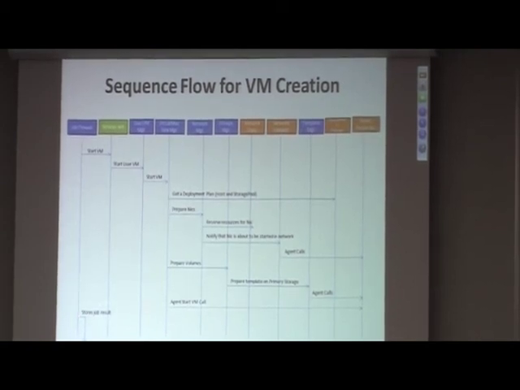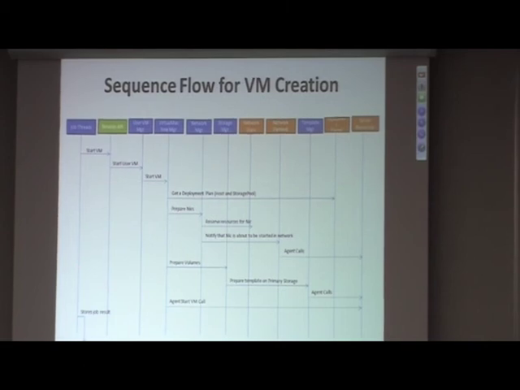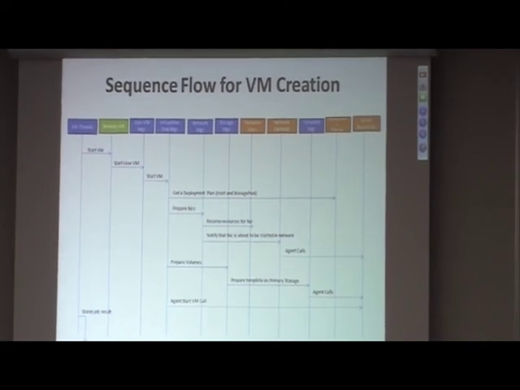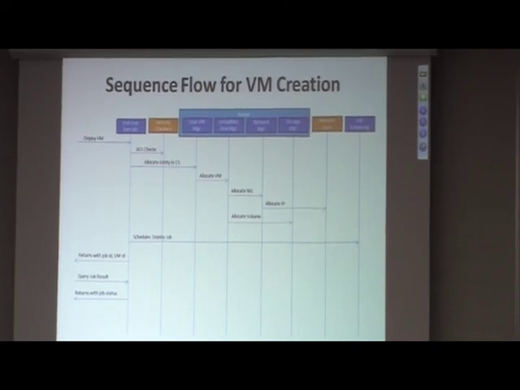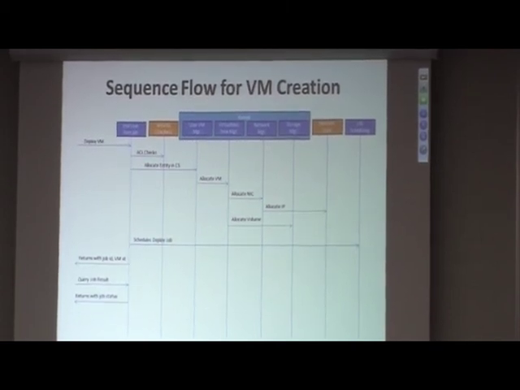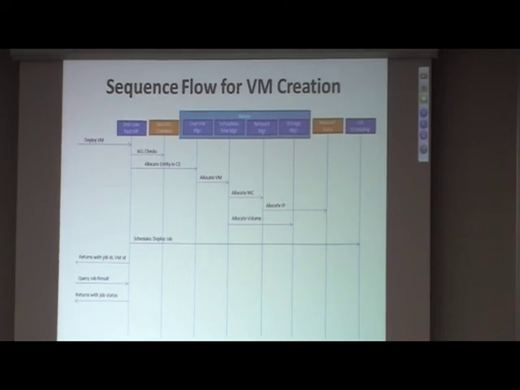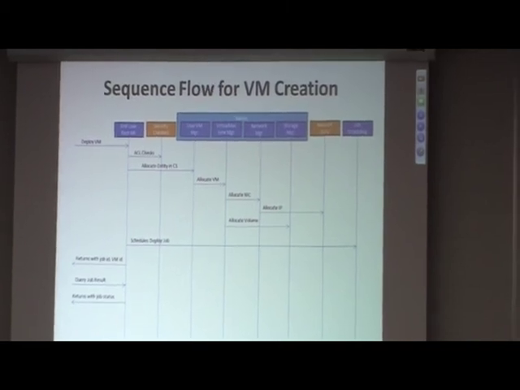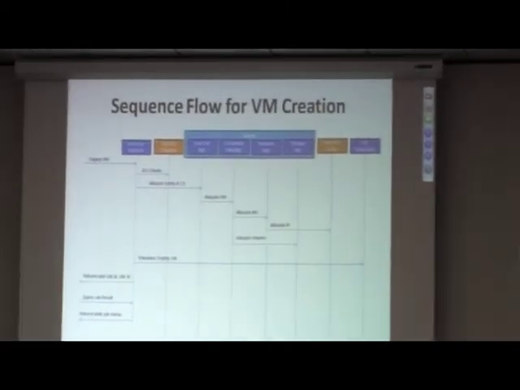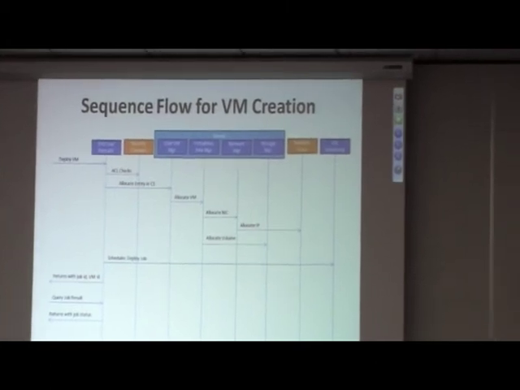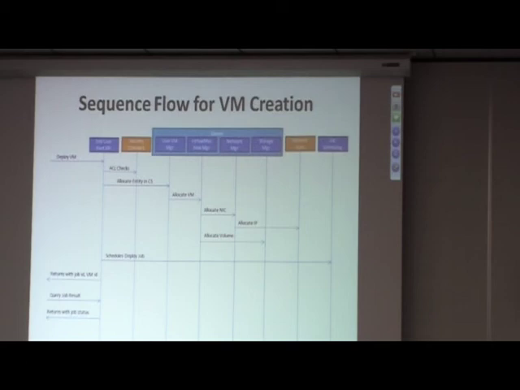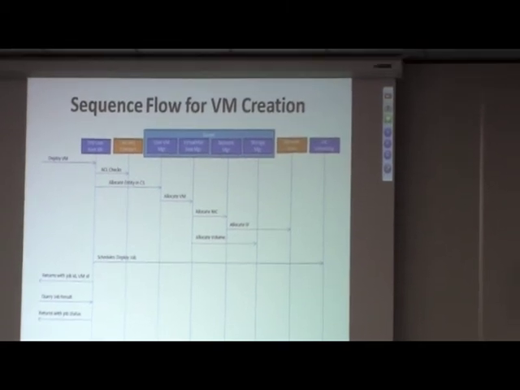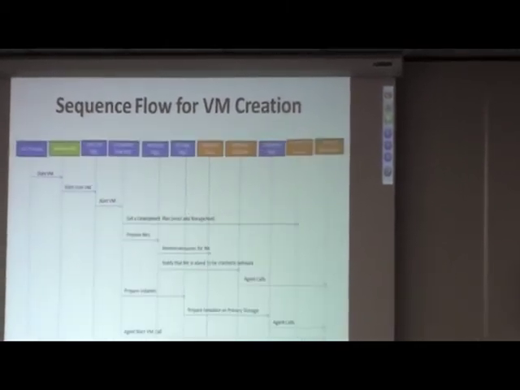Once that's done, that returns back to the job thread. The job thread will store the job results into the database. And then at this point, the job status for that VM start will be complete. So this is a sequence diagram for how we start VMs. We follow very similar steps for starting VMs, attaching volumes, detaching volumes, doing snapshots, things like that.